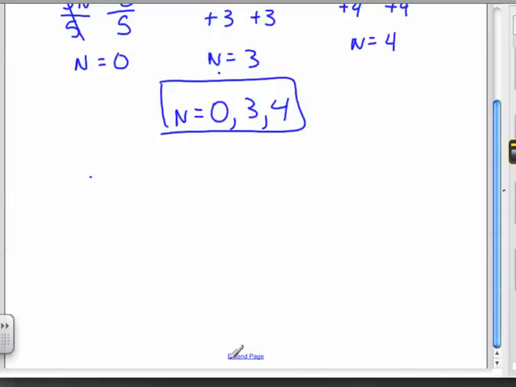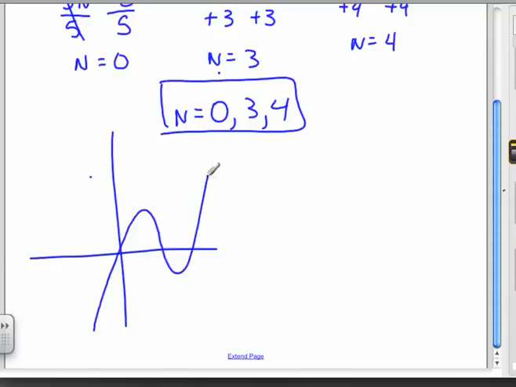If I were to graph this one, it would look something like this. 0, 3, 4. Okay? That would be what the graph looks like. It would hit the x-axis at 0, at 3, and at 4. Okay?